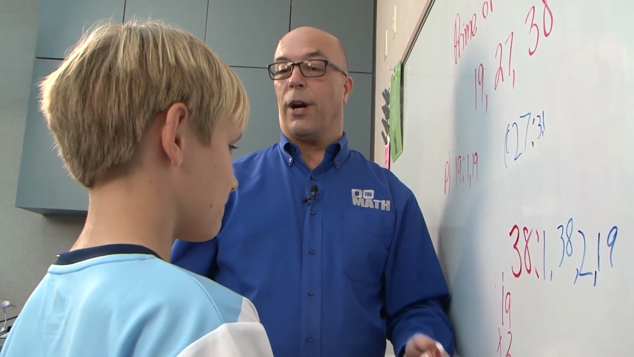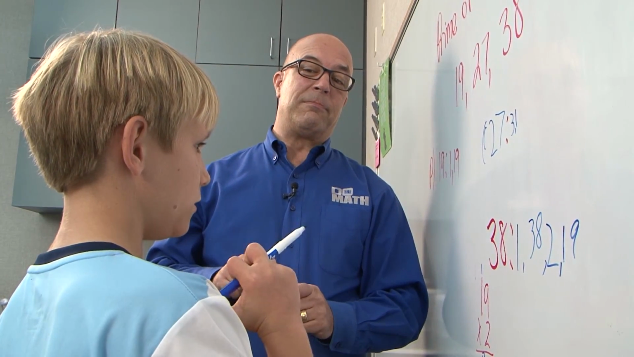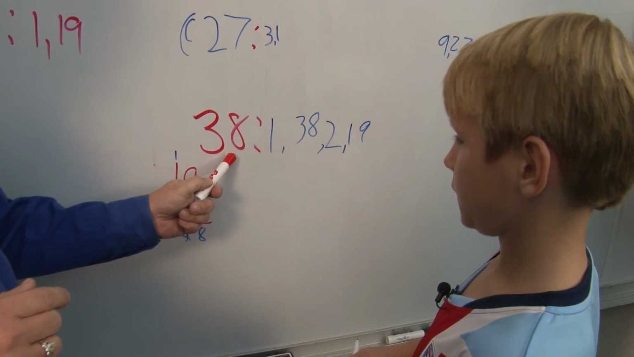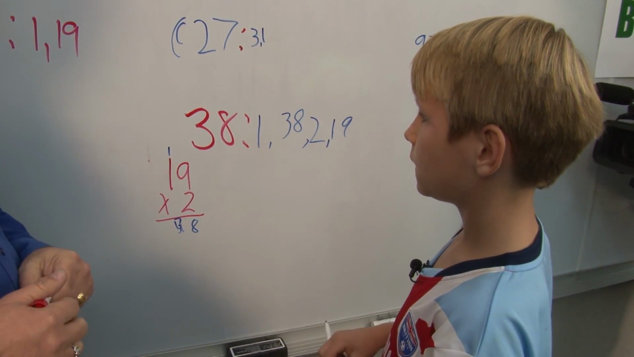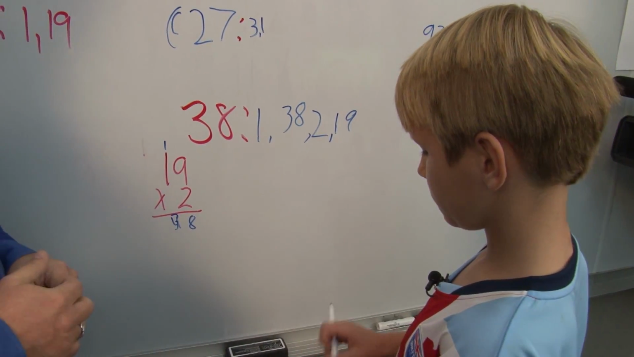What about 4? No. 5? No. 6? No, because 6 times 6 is 36. 7? No, because 7 times 5 is 35. Perfect.